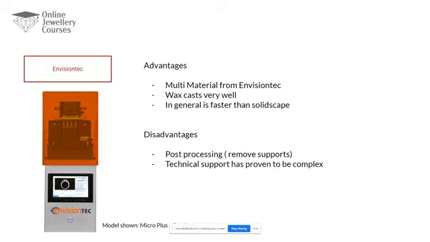In general, it's faster than SolidScape. It also depends on how many pieces you want to print. The building area is smaller. It builds upside down. I don't really want to go in depth in terms of DLP and all these sorts of names for the printers. I just want to make it easier for you to understand.